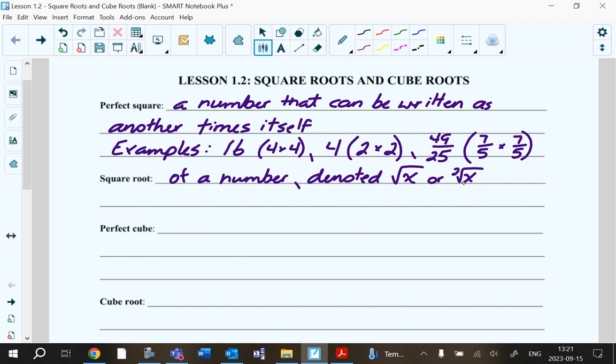It's just that if it's a square root, we normally don't write the little 2. If it's a different root, then we write the number, which we'll talk about in a second. Okay. So what is it? It's a number whose square is x. So the square root of 49 is 7 because 7 squared is 49.